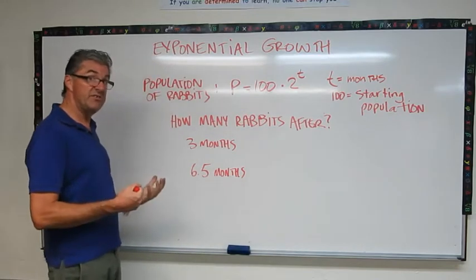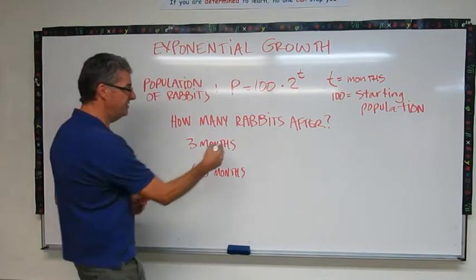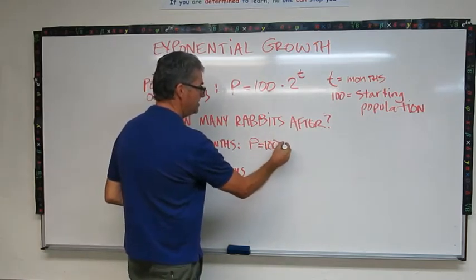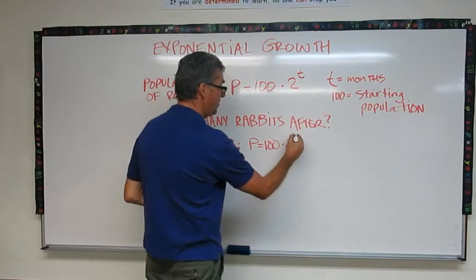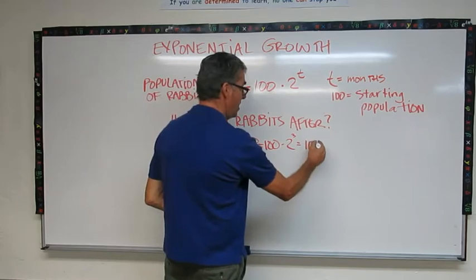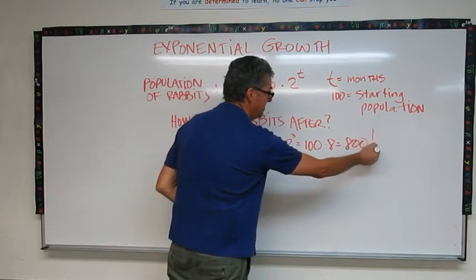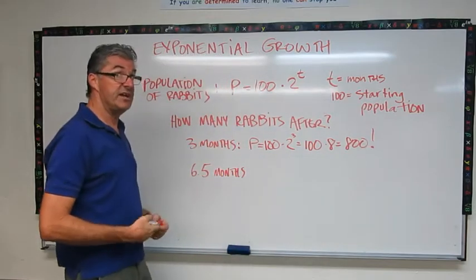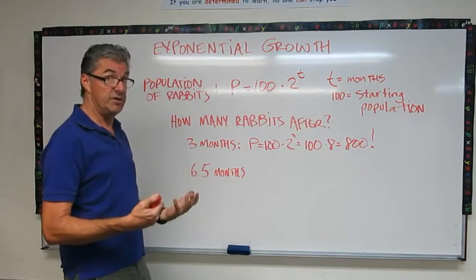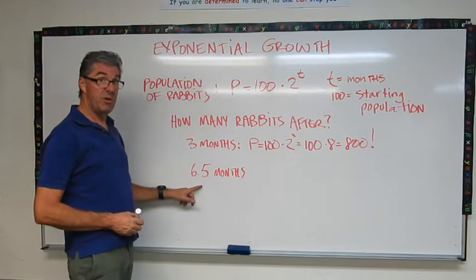Okay, so let's answer some questions. How many rabbits after 3 months? This is just a plug-in. P is going to equal 100 times 2 to the third power. We know 2 to the third is 8, so that's 100 times 8, which is 800 rabbits. Pretty fast growth, right? We started with 100 rabbits, we waited 3 months, and now we have 800 rabbits. That's really big. So let's take a look at 6.5 months.